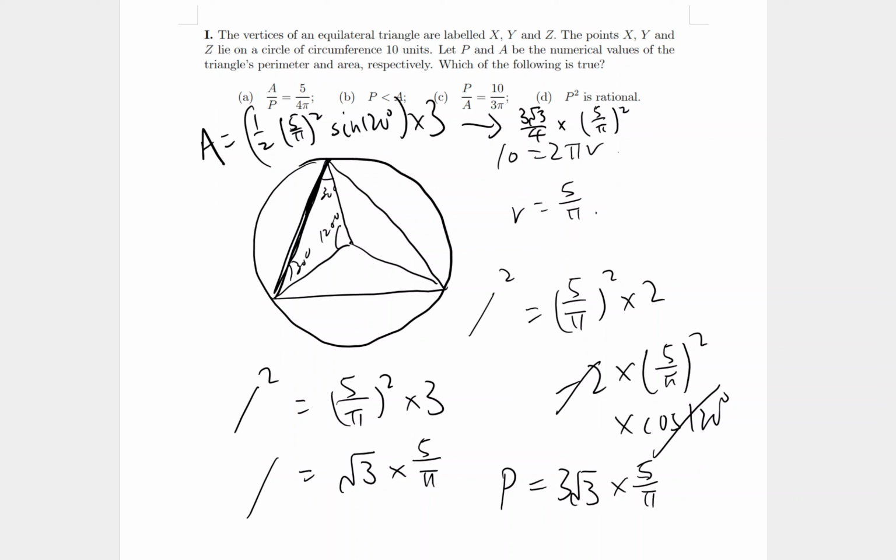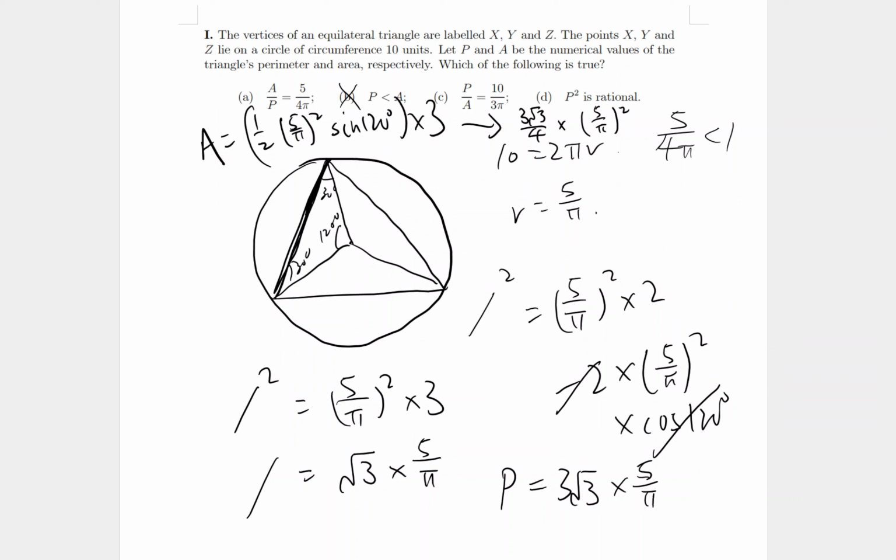So is P less than A? P is obviously not less than A. P is quite a bit greater than A, because 5 on 4 pi is less than 1. That's why P is greater than A. Is P squared rational? P squared is not rational because pi is there. Whenever you see pi, however you square it or cube it, you know the expression has to be irrational. So B and D are no good.